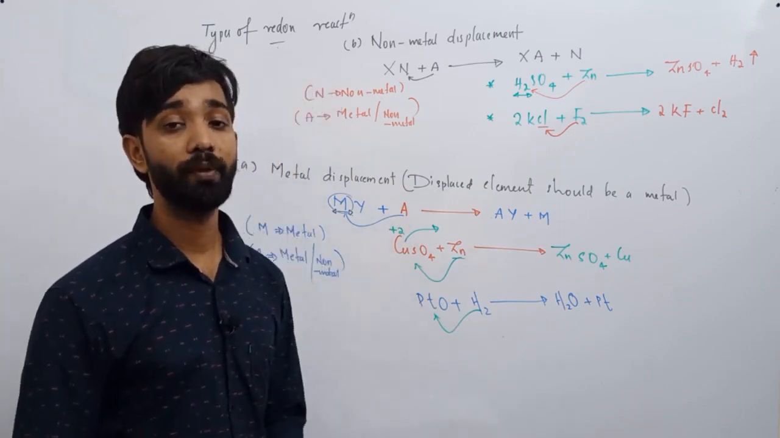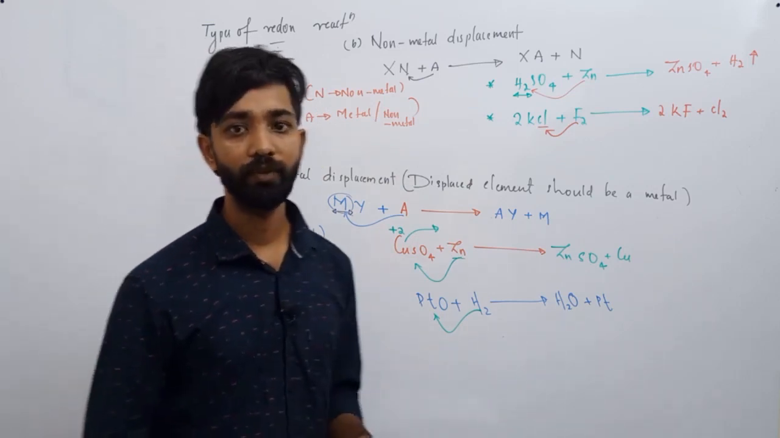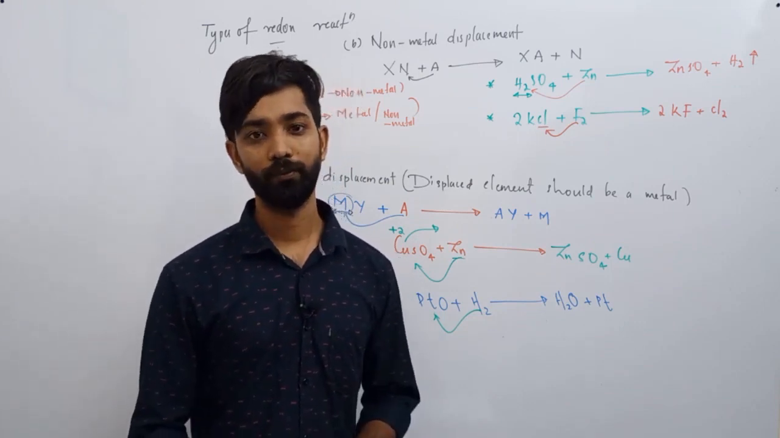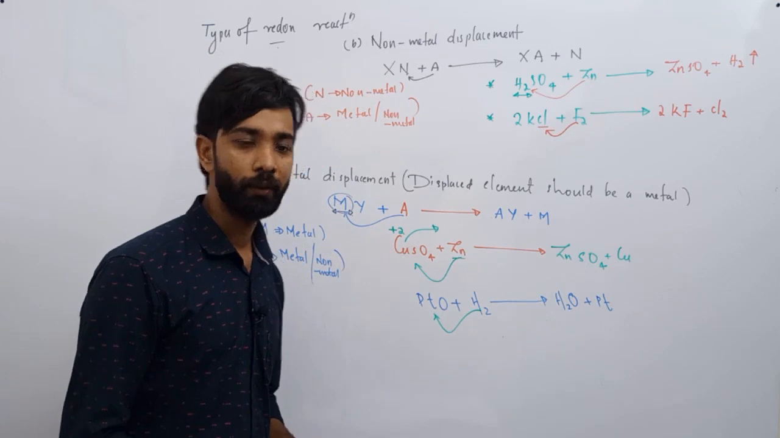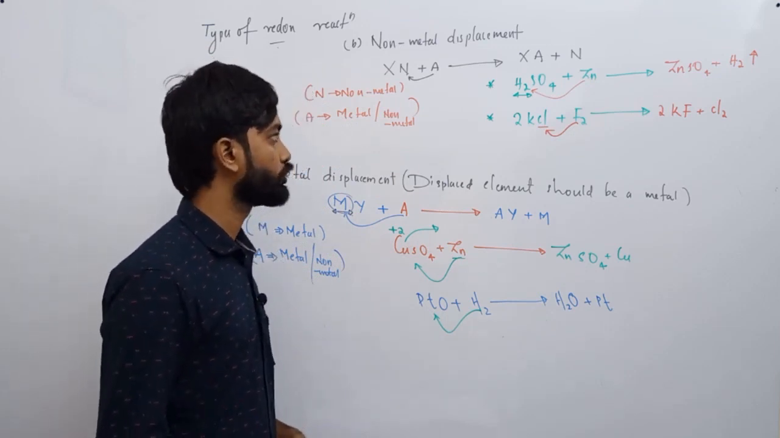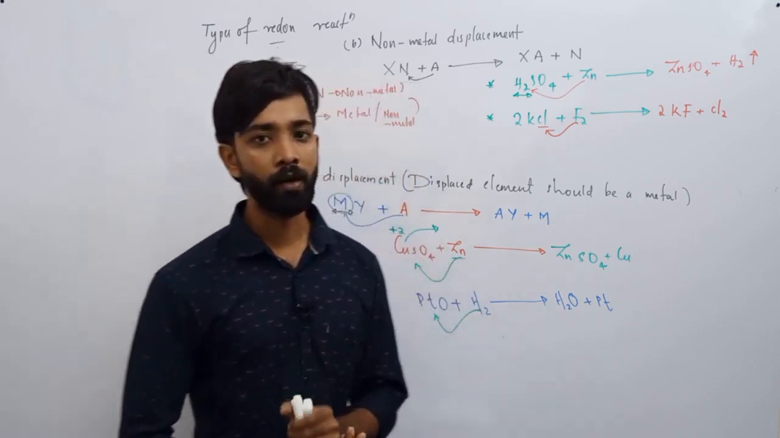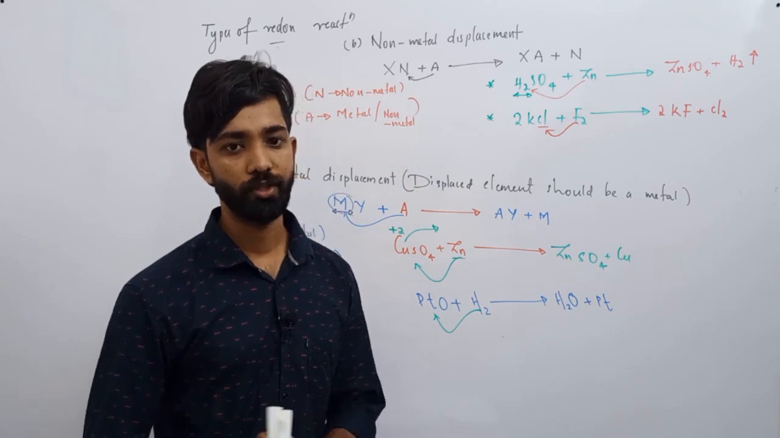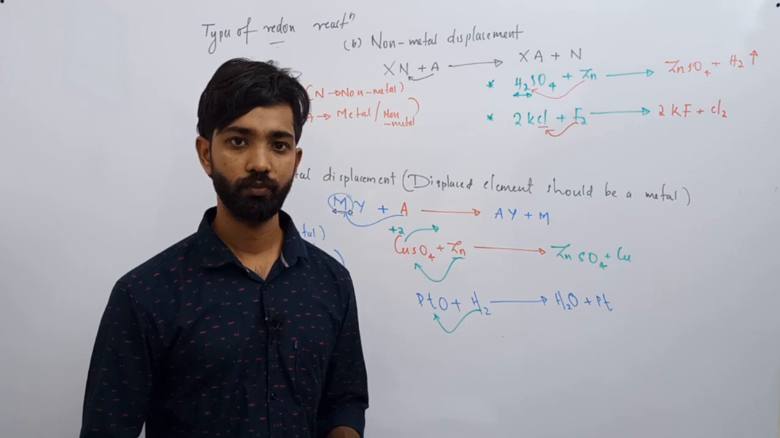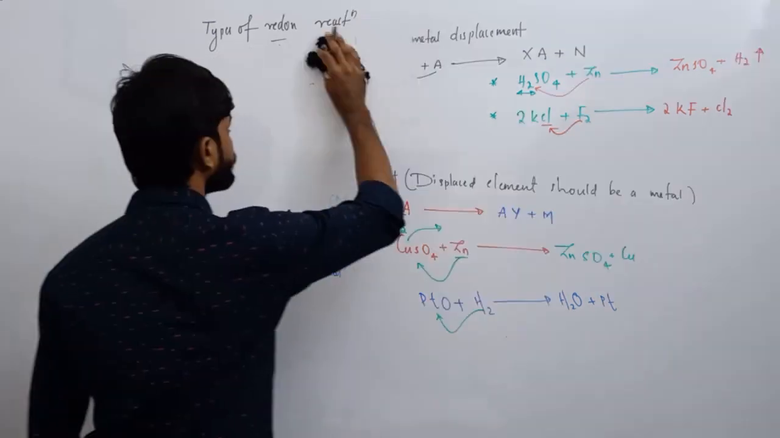And the displacement can be shown by metal or non-metal. Like that, if the element which is displaced is a metal, then it is metal displacement, and the displacement may be from a metal or non-metal. That depends. So these all are the important types of redox reactions. We are moving to the most important section, equivalent mass and balancing a redox reaction.